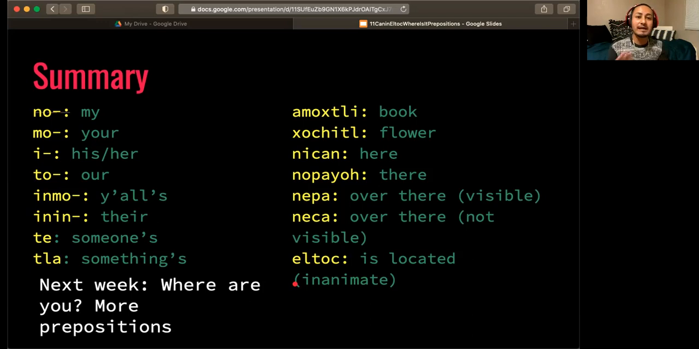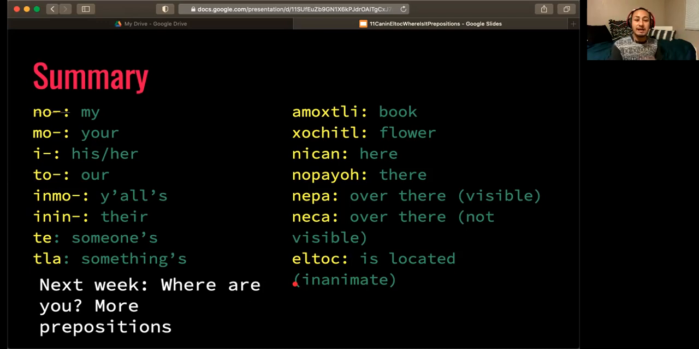Eltoc does not have a plural form, like Eltoque is not a thing. Although maybe somebody might use that if they pluralize an inanimate, which they're not supposed to do, but they might do it. But Eltoc is the singular form, and it doesn't matter how many of those inanimate objects you're talking about. If you say one book is here, sea amoshli Eltoc nikan. Two books are here, ome amoshli Eltoc nikan. It doesn't matter how many you have. But you'll learn next week, when you're talking about people or animals, you can have one person Itstoc, se masewali Itstoc, versus ome masewalme Itztoque. So that's the plural form, which you will learn next week.